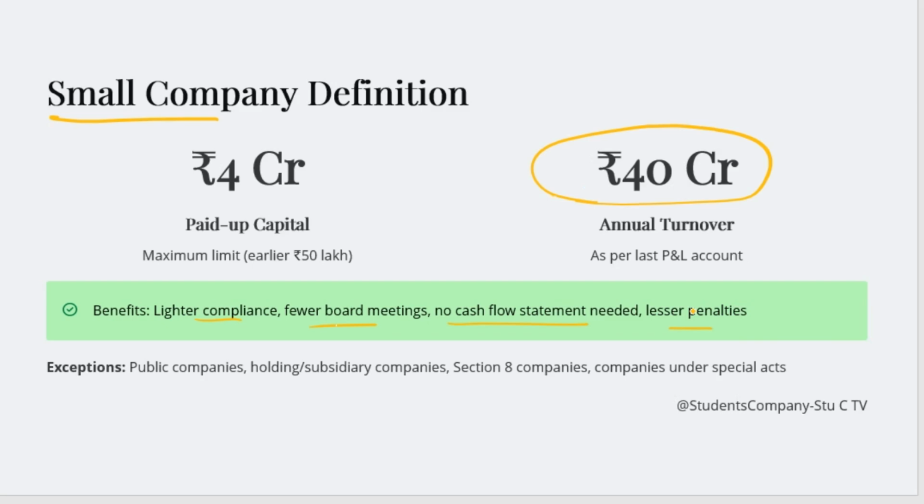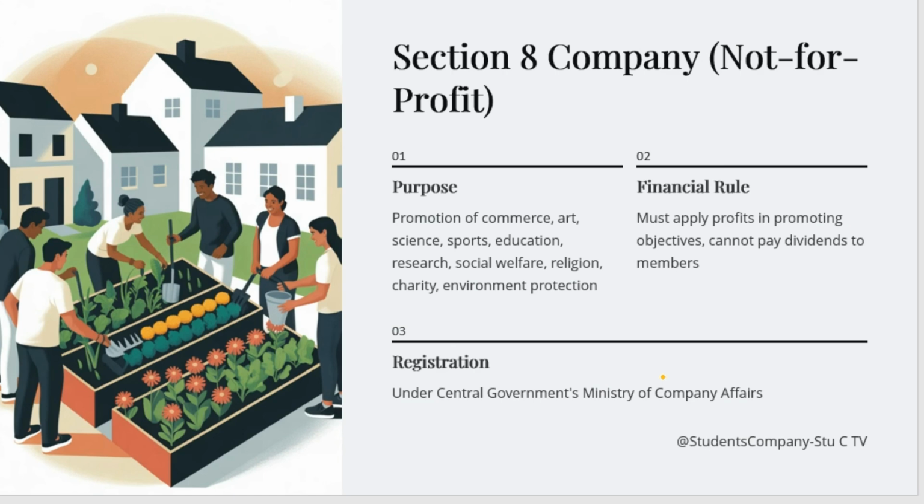There are some exceptions which cannot be small companies. Public companies cannot be small companies. Holding and subsidiary companies cannot fall under this category. Section 8 companies, we will learn later what they are, also cannot be formed under the small company definition. And companies which are under special acts, a separate act created in the parliament for them, also cannot be small companies.